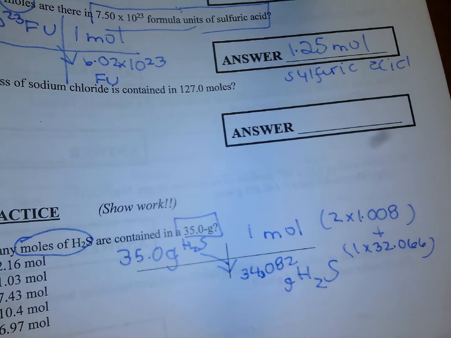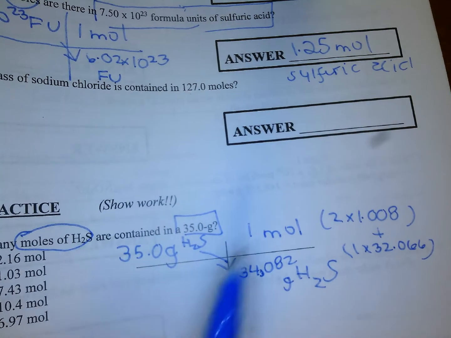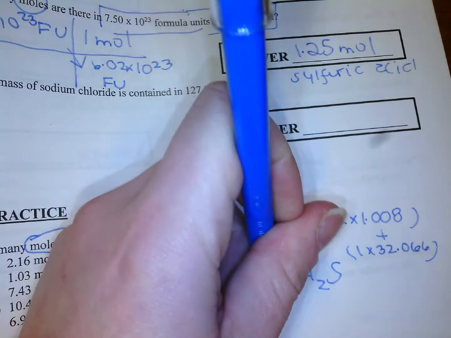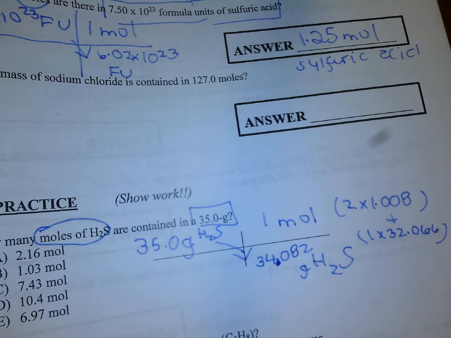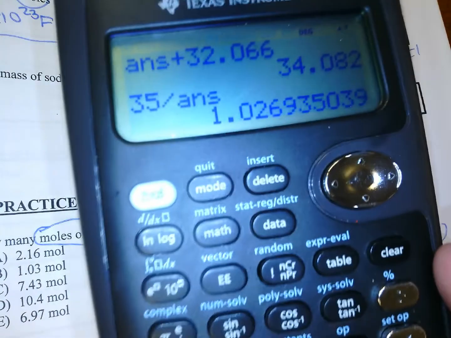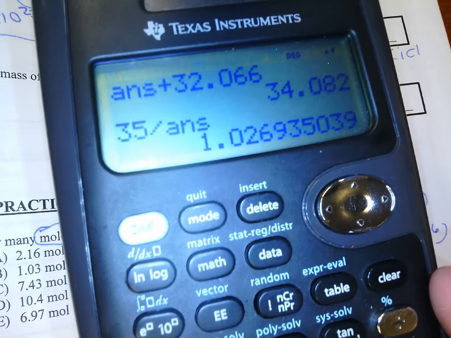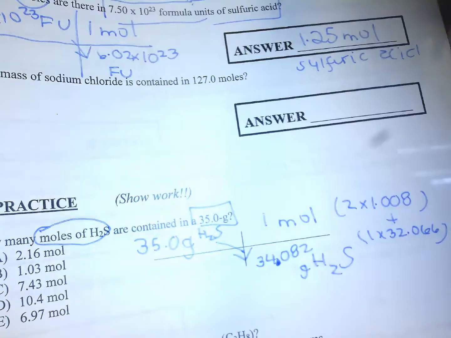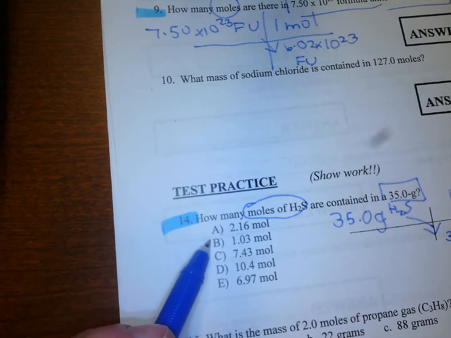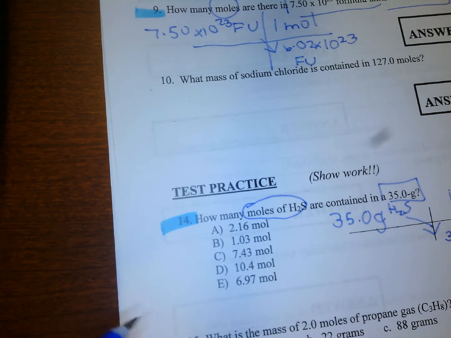And to solve this, I just need to divide these two numbers. So I'm going to say 35 divided by 34.082. And here's what you get. Alright, remember we have to include our units. 1.03, I'm going to round a little. And look at how I rounded, exactly matched choice B.